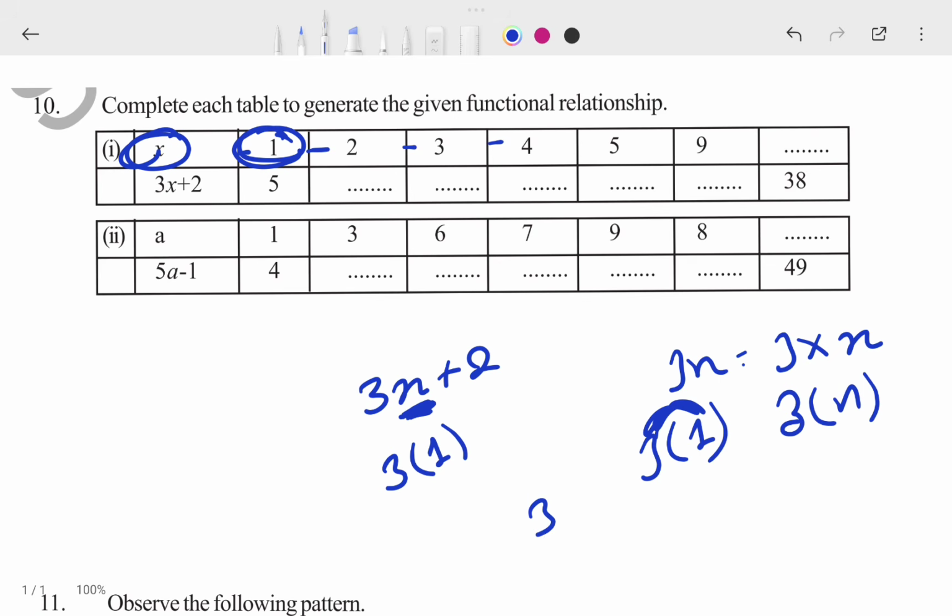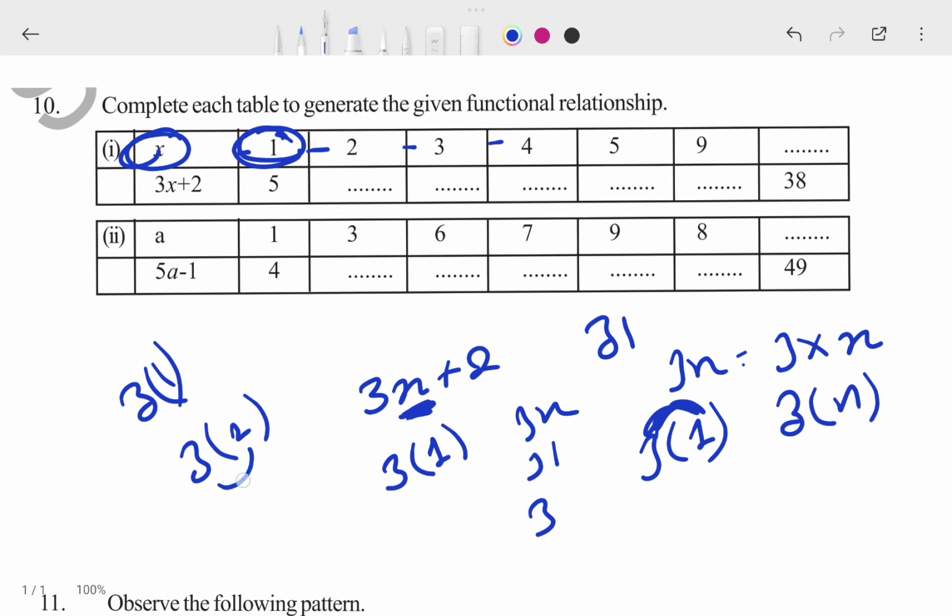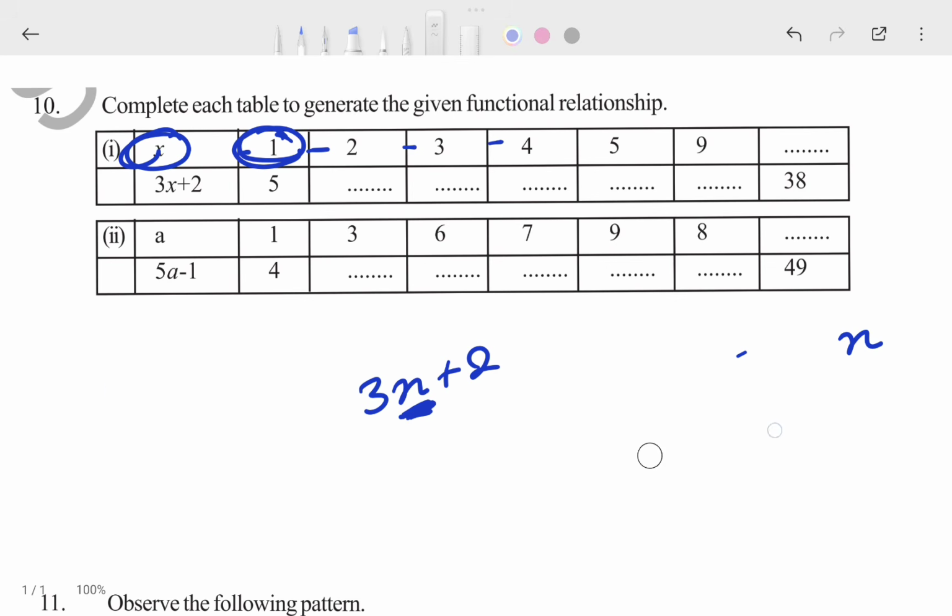Why am I not writing 3 and 1 side by side? This is given as 3x, and if I write 3 and 1 together, it looks like 31. So that's why I am putting the bracket. Whenever you put a bracket like this, it means multiply only. Generally, in this question that I have written here, where it is x, we have to put 1.